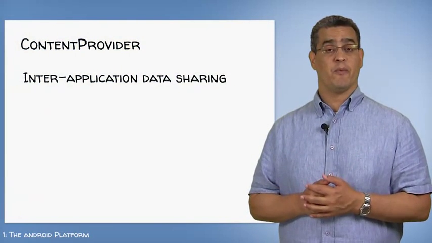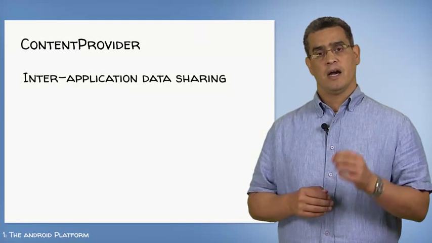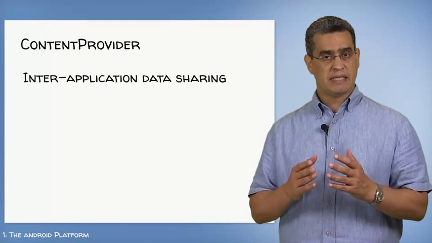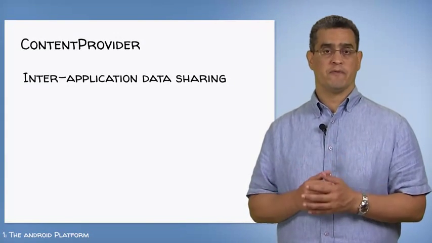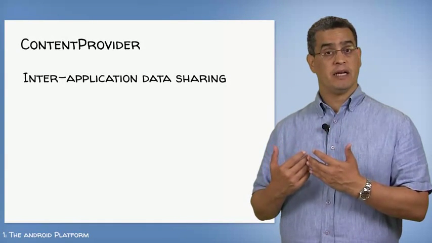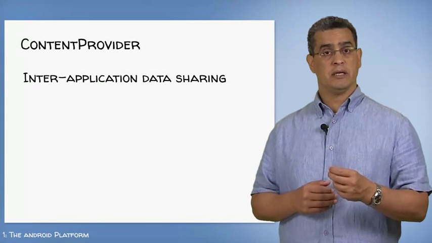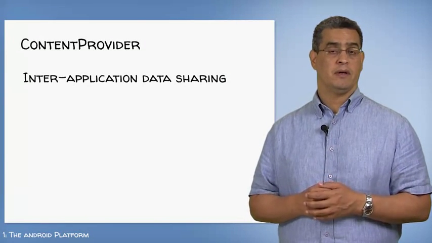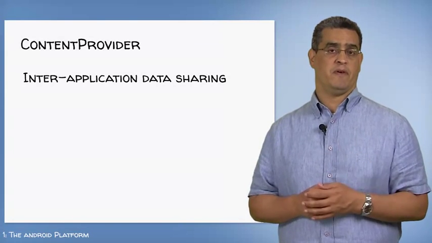Another application framework component implements content providers. Content providers are essentially databases that allow applications to store and share structured information. For example, here we see that the phone application can access stored contact information and use it to dial a phone number. And it can do that because the contact information is stored in a content provider.